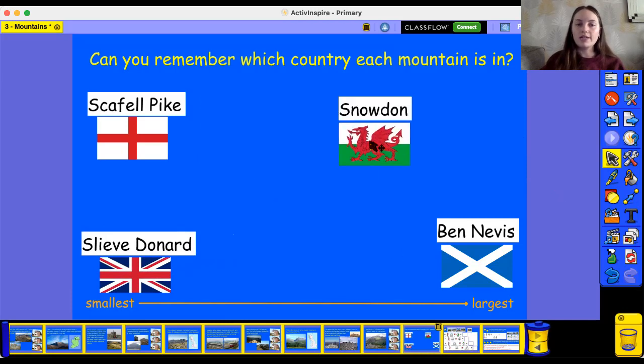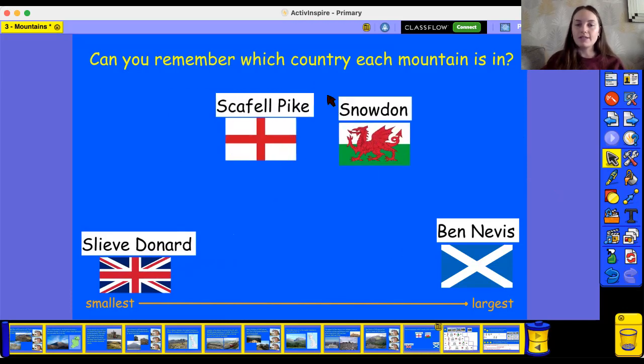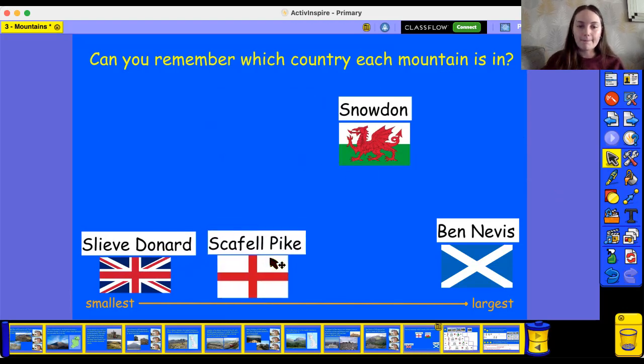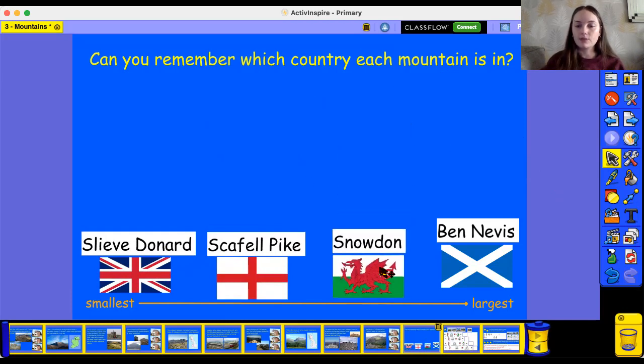So which one is next biggest? Is it Scafell Pike in England or Snowdon in Wales? Well done, it's Scafell Pike, which means Snowdon comes next.